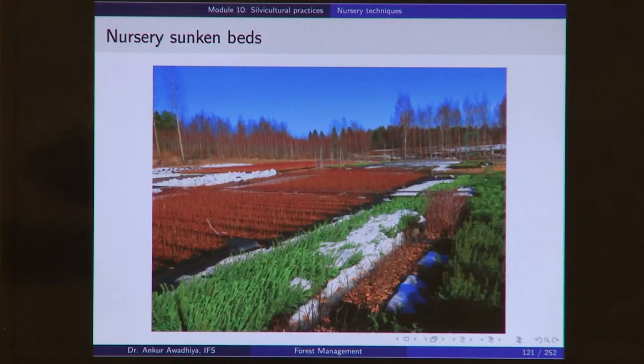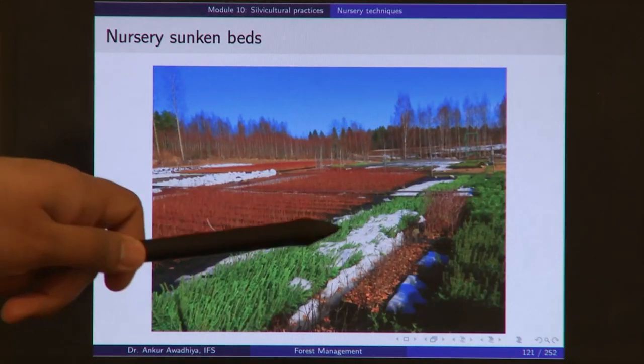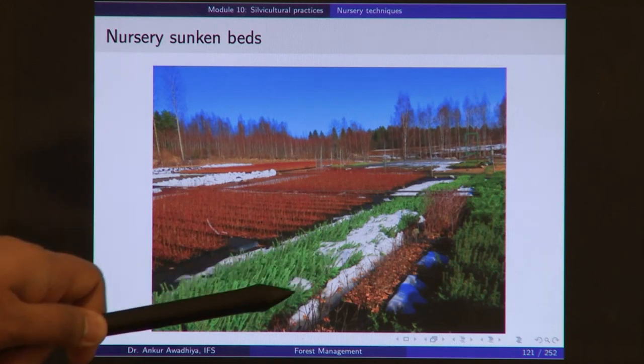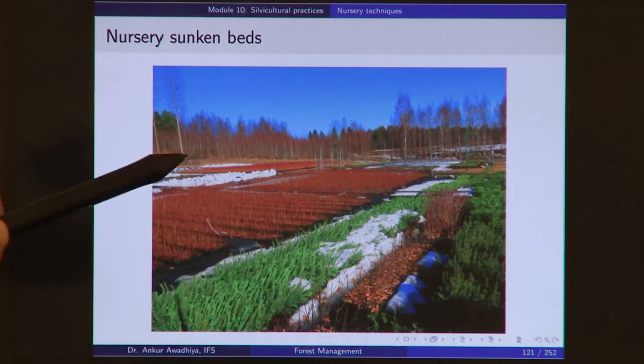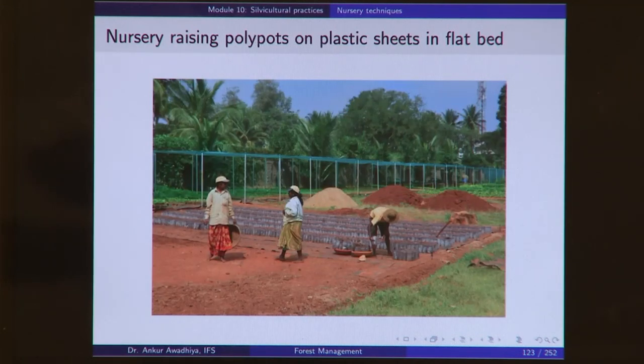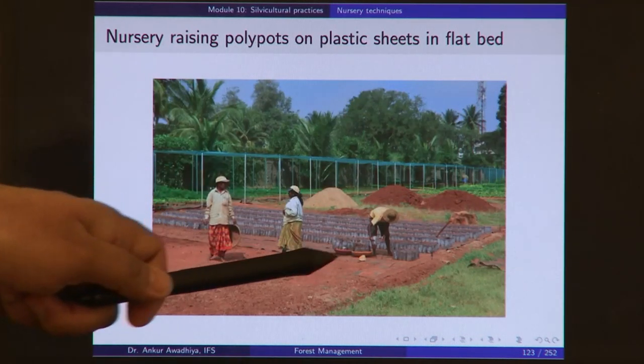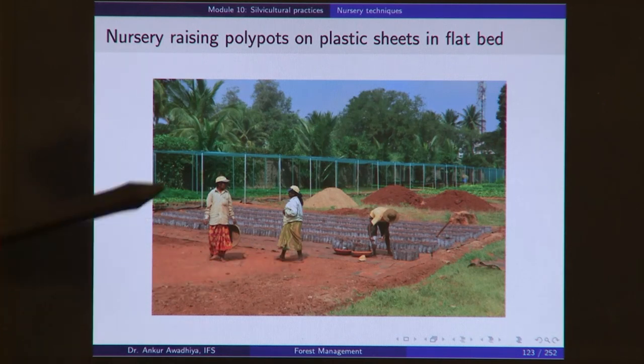Sunken beds look like this. So, here is the ground level and we have made a depression, and in this depression we are raising up these plants. And a flat bed is like this. So, here on the ground level itself, grass has been removed and we are raising the plants in polypots in this flat bed.